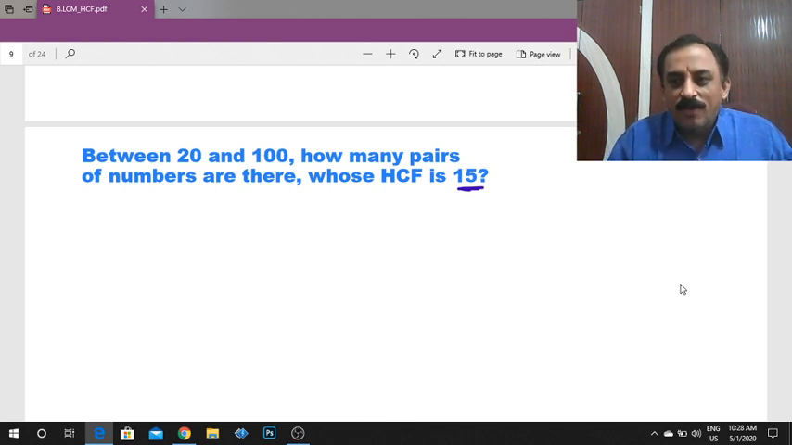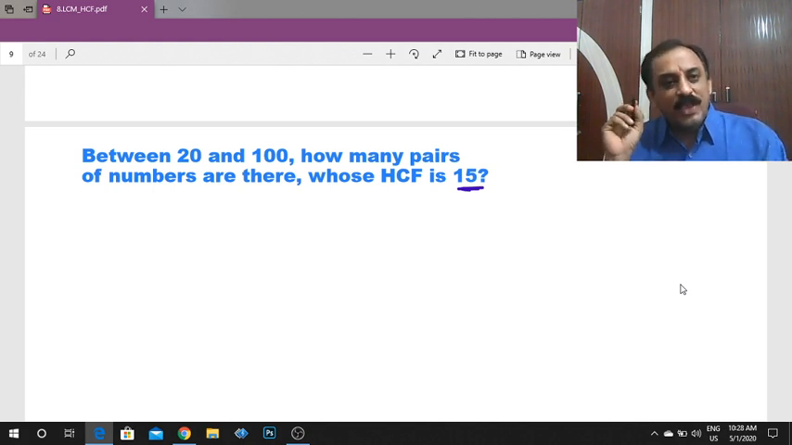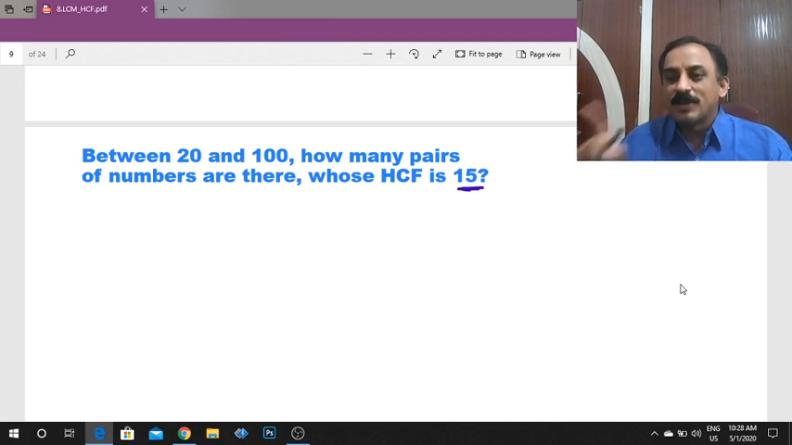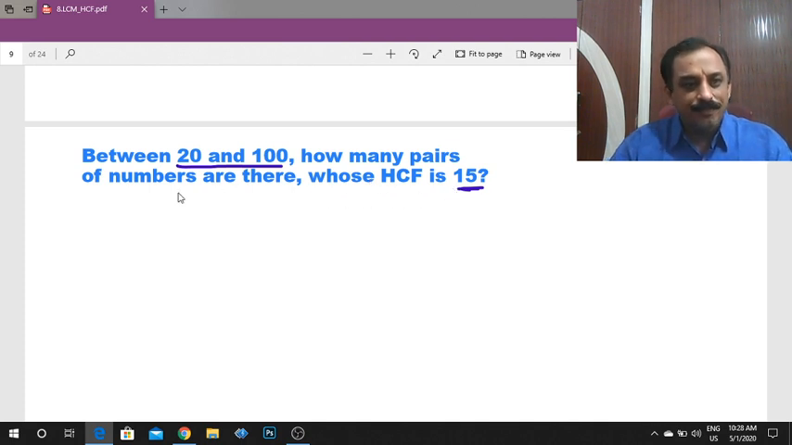21, 23; 21, 24; 21, 25; 21, 26, up to 21, 99. Don't follow that method. That will take one day's time. But the simple method is: the HCF of two numbers is 15 means both the numbers must be divisible by 15. Now, first write the 15 multiples between 20 and 100.